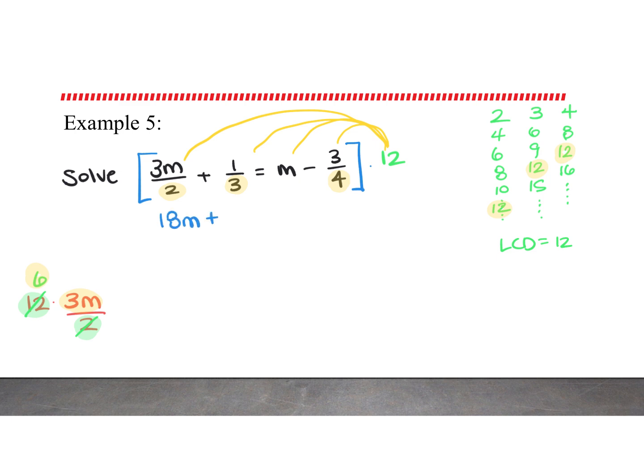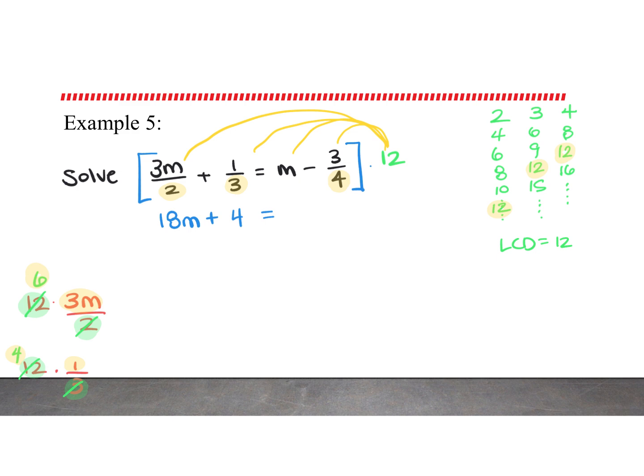Again, I'm going to repeat that off to the side here so we can do it for the next one. We're going to take the whole number 12 times the fraction 1/3. So 12 is a multiple of 3. That's how we got our LCD. So we're going to do 12 divided by 3, and that gives us 4. And then I'm going to take the 4 times the 1, and that gives us the number 4.